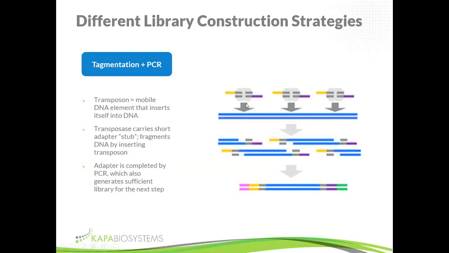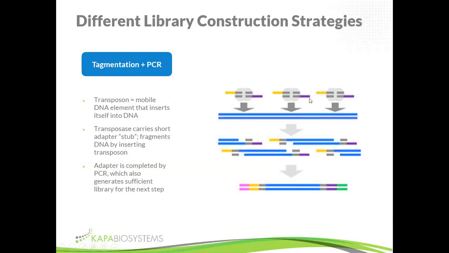What's really nice about this technology is that it fragments the DNA and starts adding the adapter in one step. So it's a convenient way of doing it. You don't have to worry about an individual fragmentation step. Essentially the transposase inserts into the DNA and creates these fragmented pieces of DNA that now carry little stubs of the adapter, which is then completed by PCR.